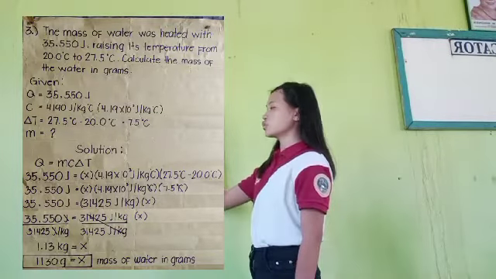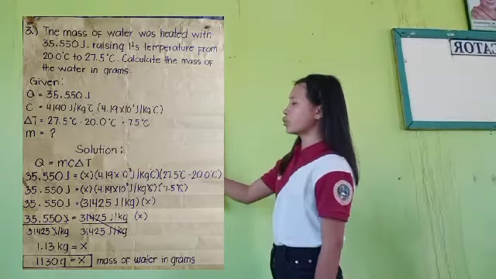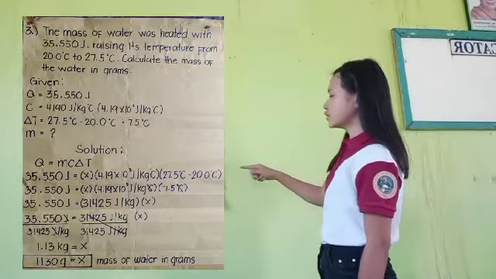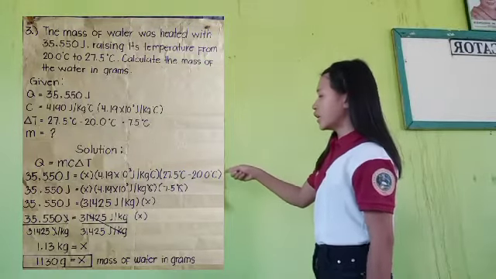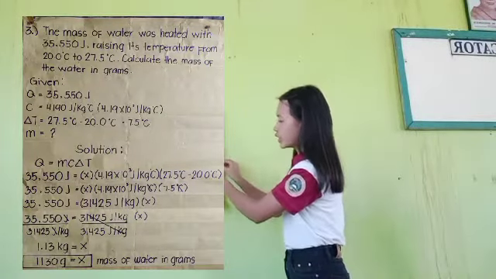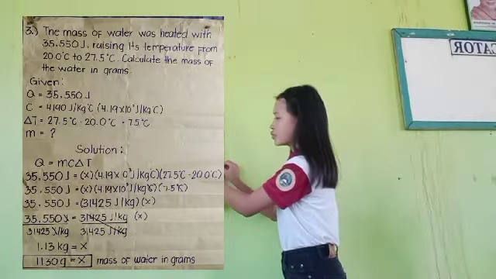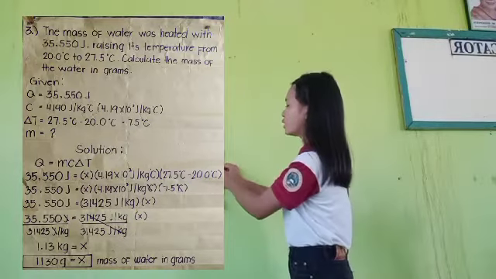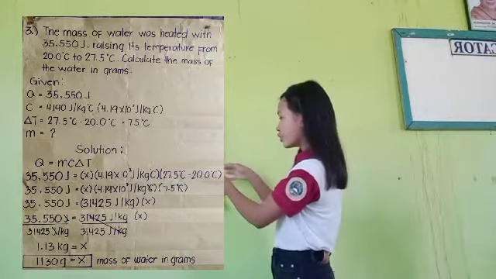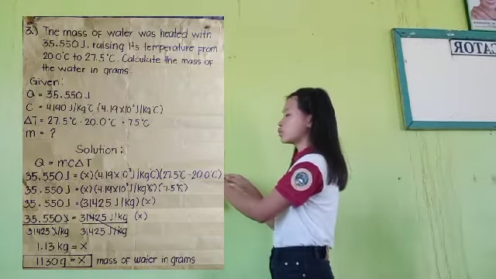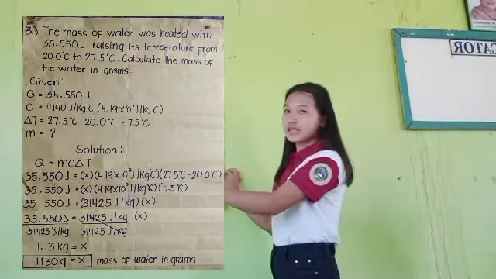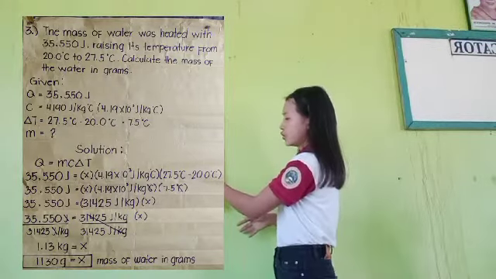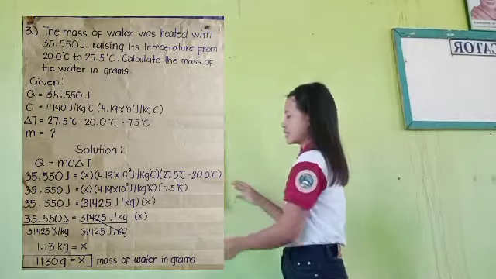27.5 degrees Celsius minus 20 degrees Celsius is 7.5 degrees Celsius. 35,550 joules equals 4.19 times 10 to the power of 3 joules per kilogram degree Celsius times 7.5 degrees Celsius, which is 31,425 joules per kilogram. Cancel the same unit, degree Celsius. That's why it is joules per kilogram times X, which is the mass.